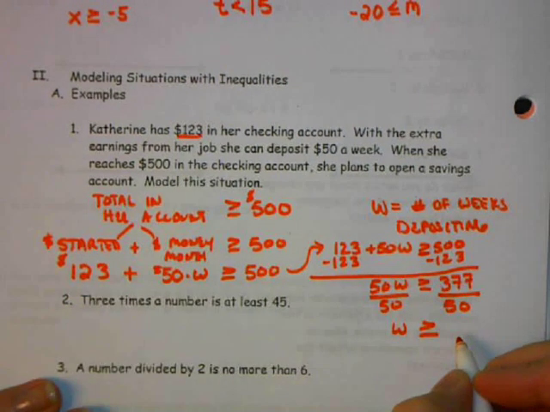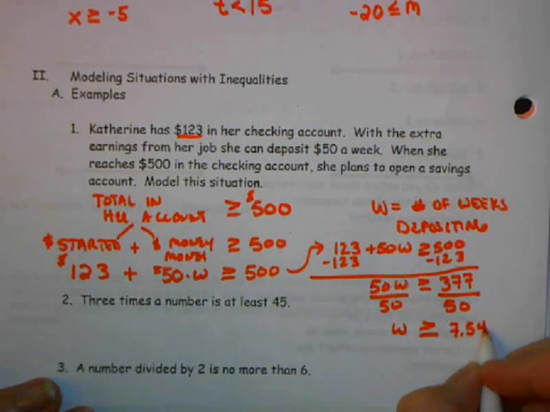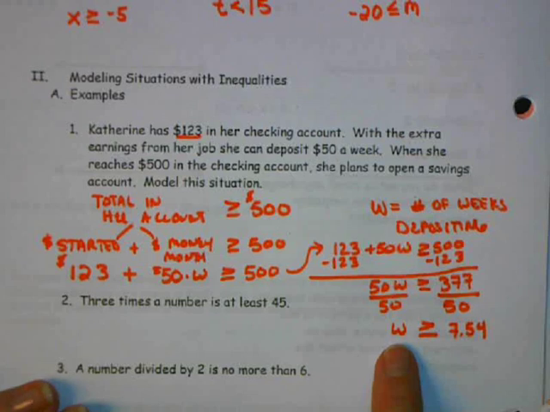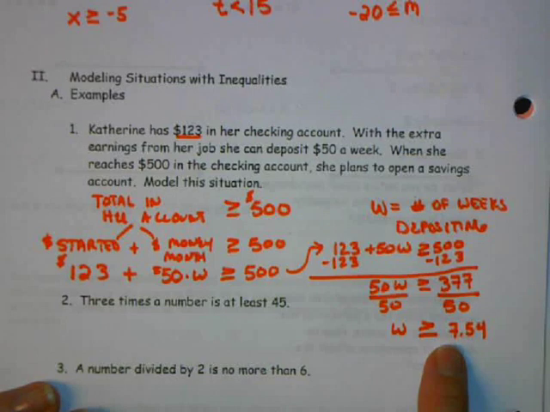377 divided by 50 is 7.54. So that means that she needs to have been depositing money for more than 7.54 weeks. That means that when she makes her deposit at week number 7, she doesn't have enough money. But when she makes her deposit at week number 8, she will have enough money.